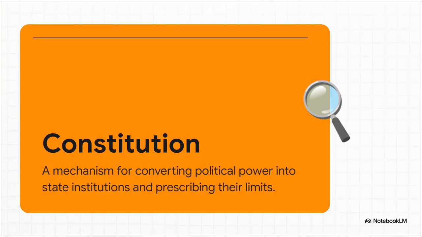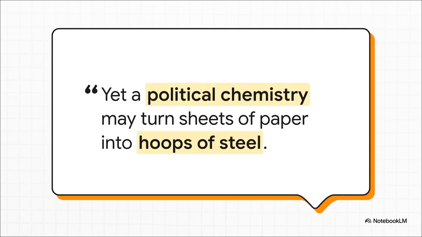A constitution does two really important things, and they kind of work against each other, which is what's so brilliant about it. On one hand, it creates the government. It takes all that raw political power and channels it into real working institutions. But, and this is key, it also puts a leash on that very same power. It draws the line. It's the official rulebook that's designed to create a controlled government, not one that can do whatever it wants.